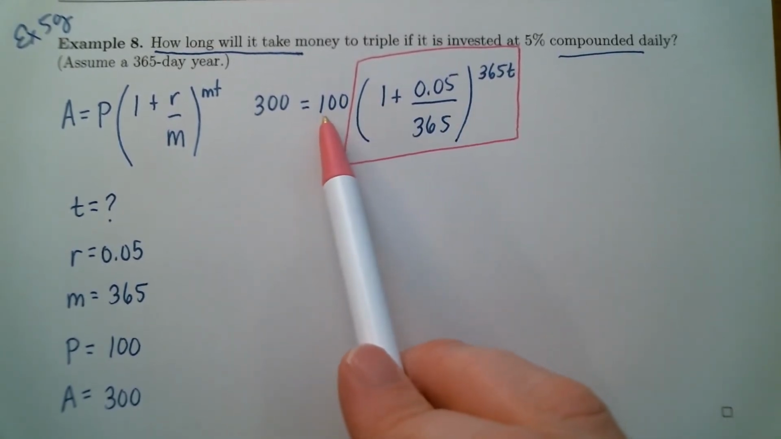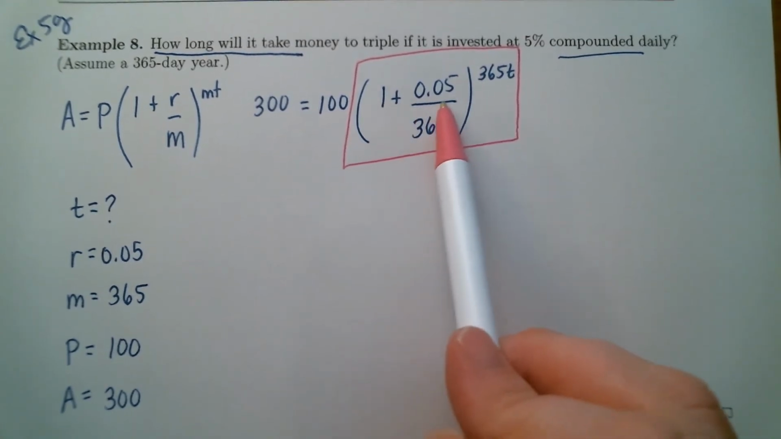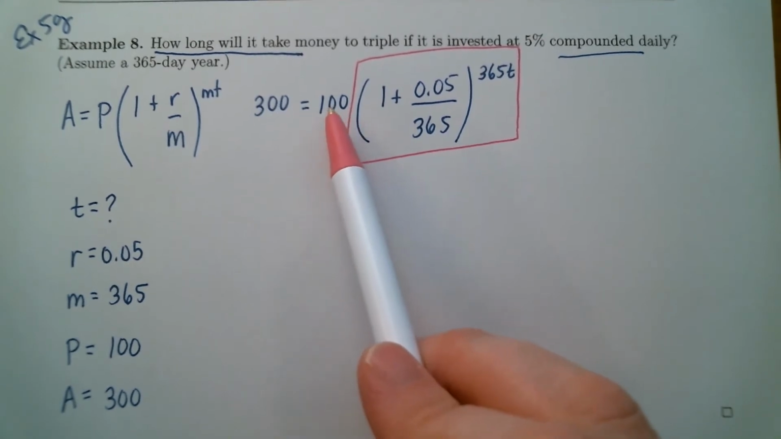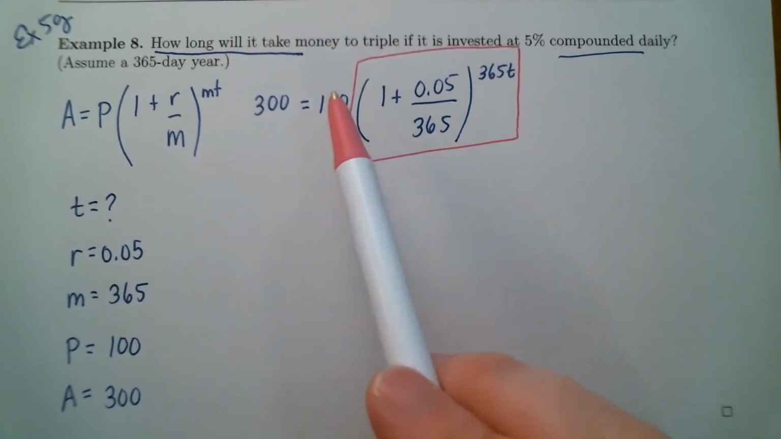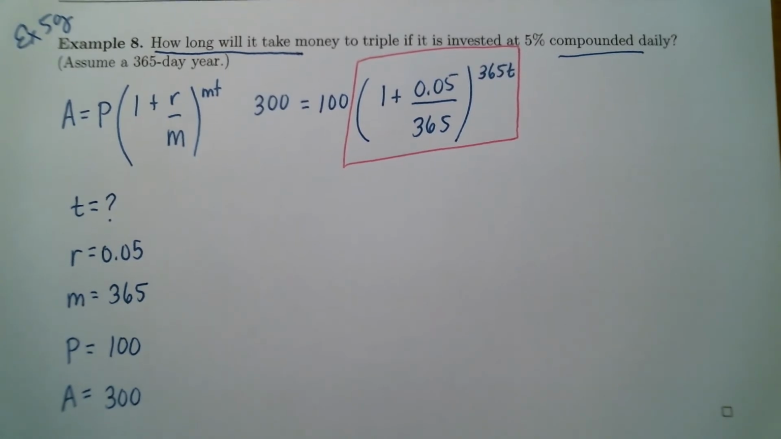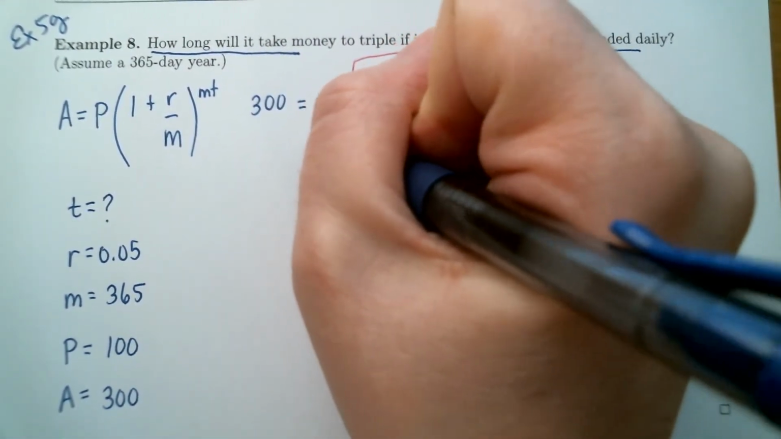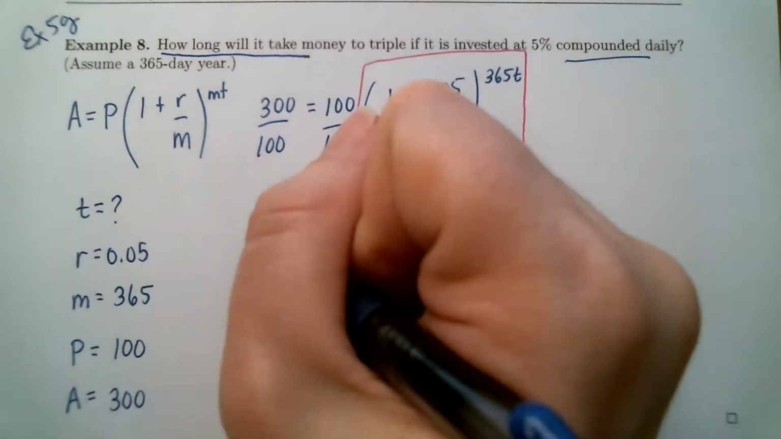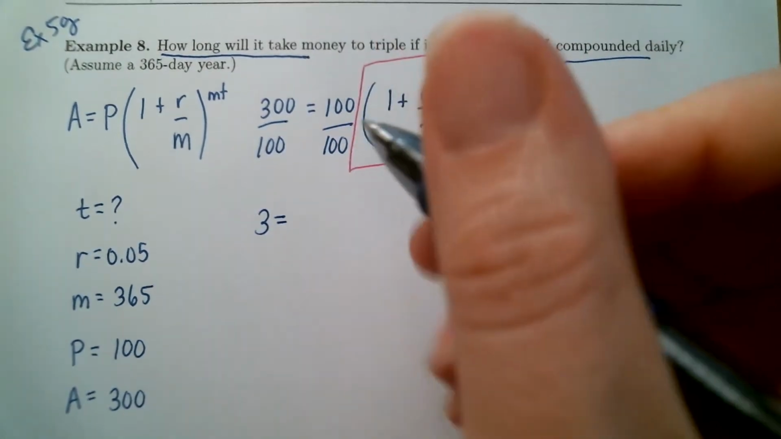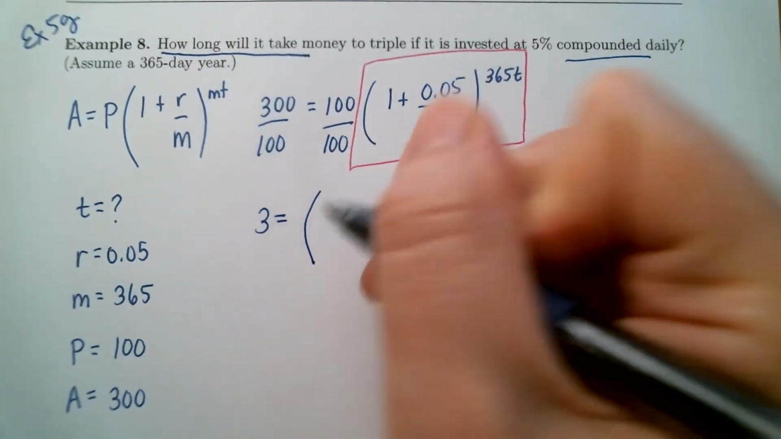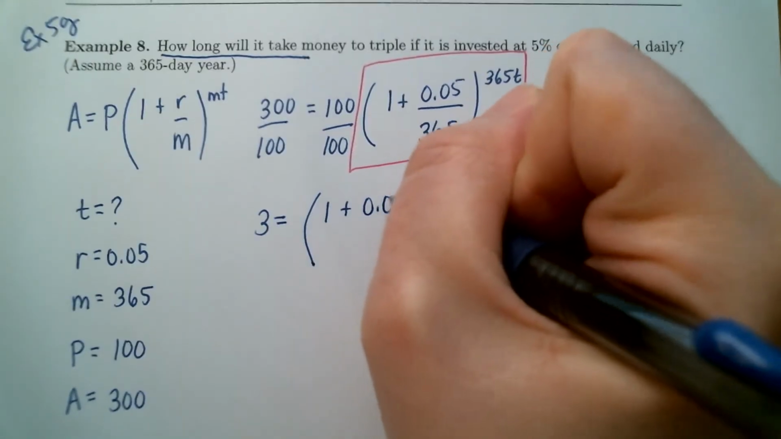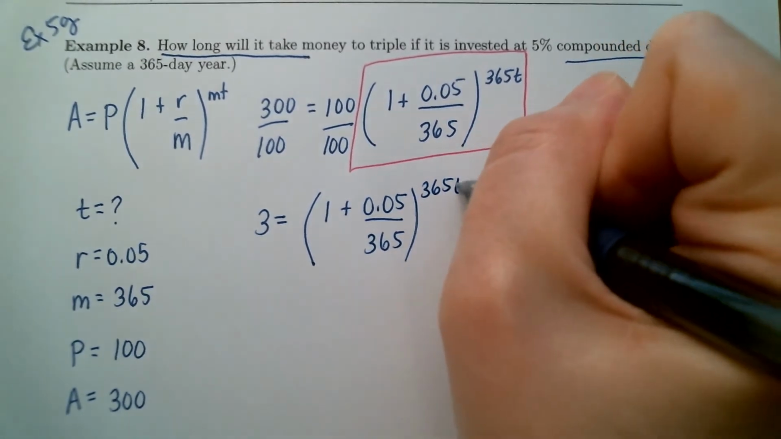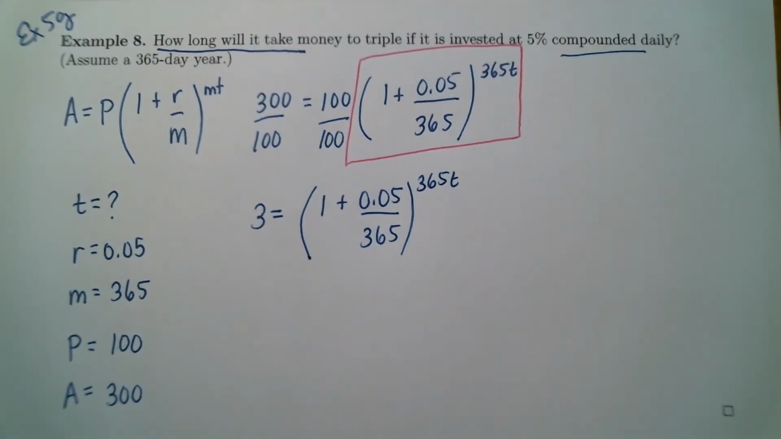So like I said, 100 is multiplied by this quantity. We need to isolate this thing in the box, so we're going to get rid of the 100. Since the stuff in the box is multiplied by 100, we can undo that by dividing by 100. Whatever you do to one side, you have to do to the other. So that's going to leave us with 300 divided by 100 is 3, and then the 100s would cancel right here and just leave us with the quantity in parentheses raised to the power. Okay, so now this thing in the box is isolated.